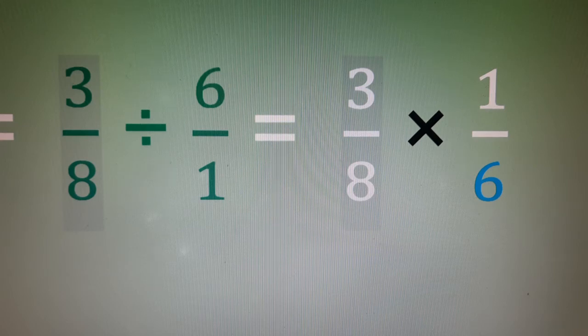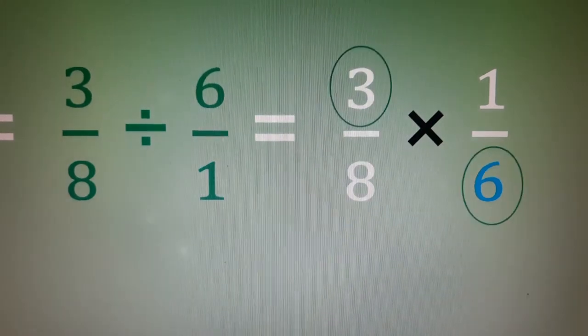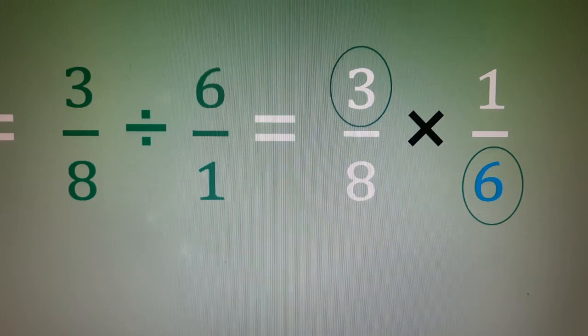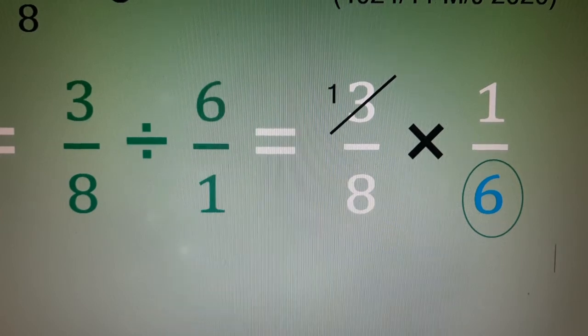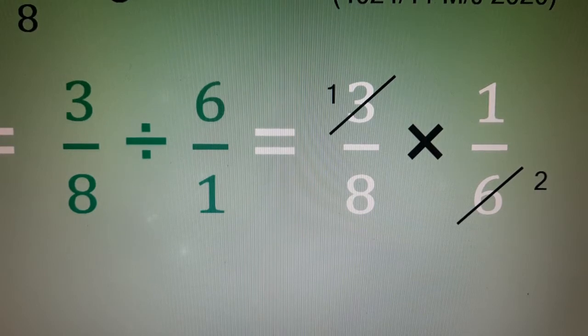When we multiply two fractions, we can simplify where possible. In this question, both 3 and 6 are divisible by 3. Then you can divide them by 3. Then divide 3 by 3, it is 1. Then divide 6 by 3, it is 2.